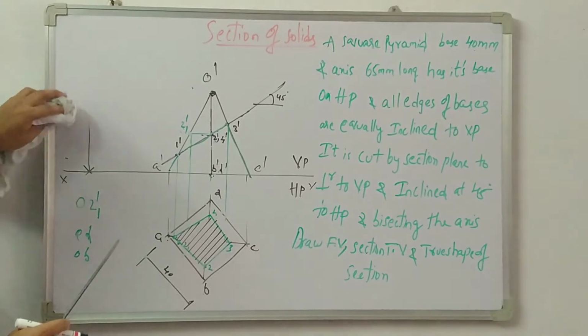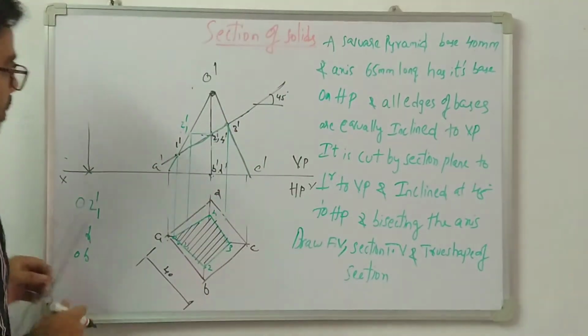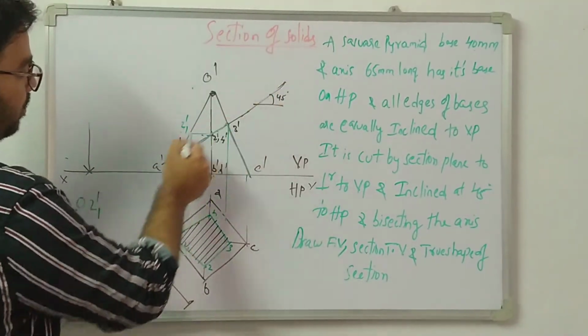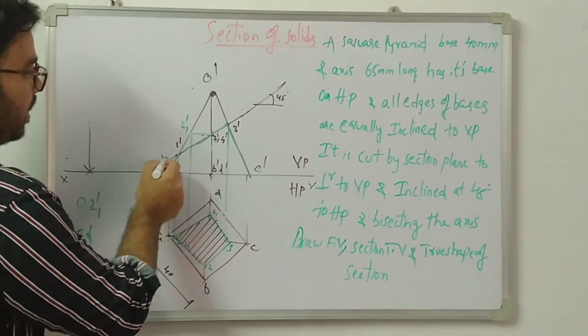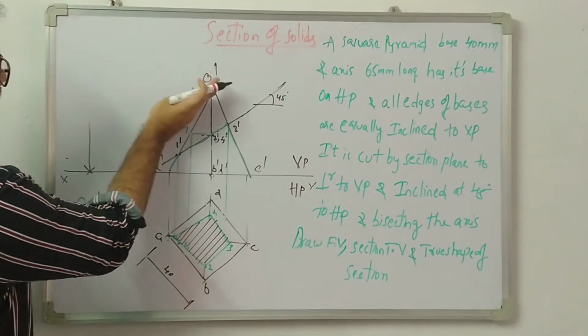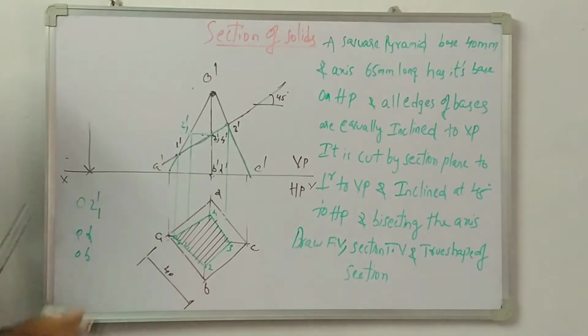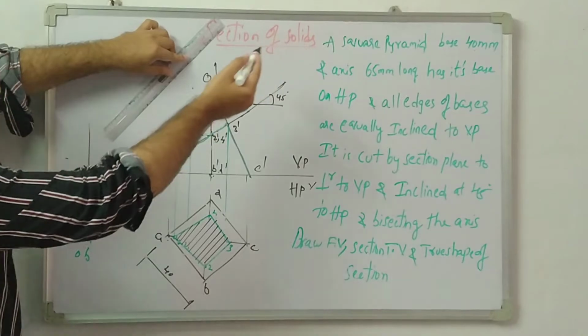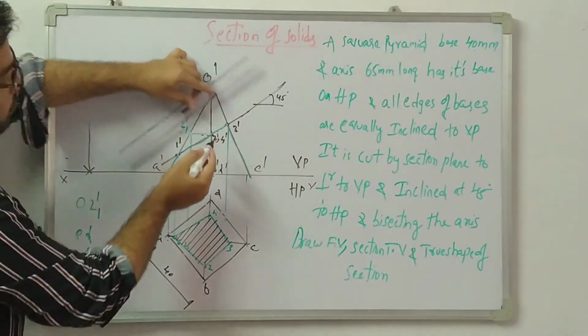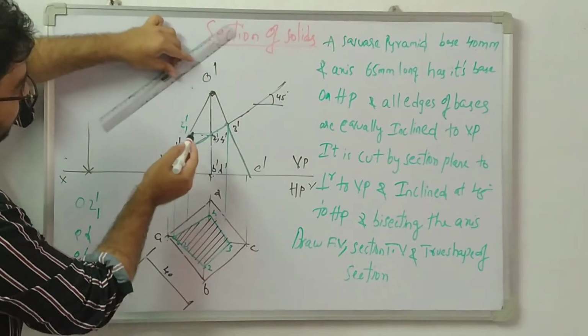So in order to draw the auxiliary plane, the cutting plane is making an angle of 45 degree. With respect to this 45 degree, at some distance from the apex onwards, let us say 20 mm, 30 mm, maintain some distance and draw a line that is how much? 45 degree line. Draw a 45 degree line.